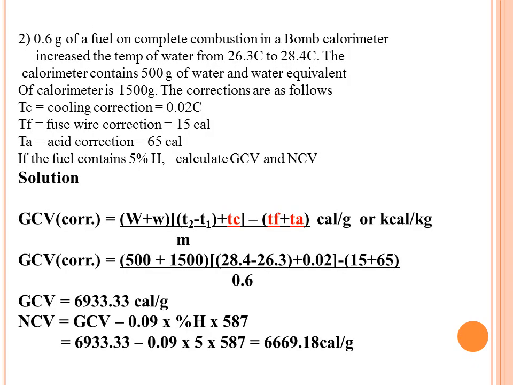Again one more is given. It is the same as our previous one, only here corrections are given: cooling correction, fuse wire correction, acid correction. So that we have to consider. If in the numerical corrections are not given, then don't consider them, and we use the formula without corrections. If corrections are given, then we have to use the corrected formula.